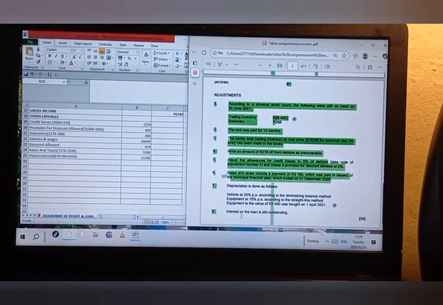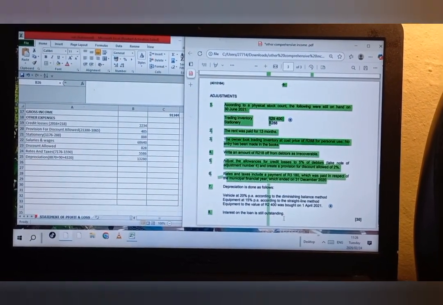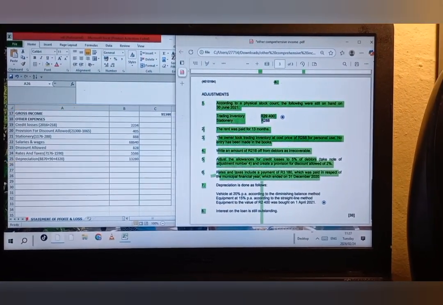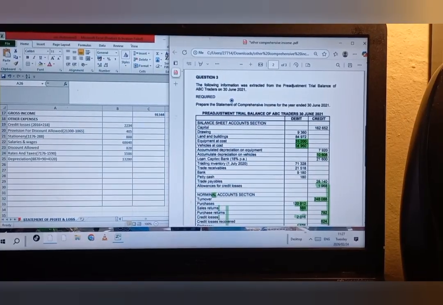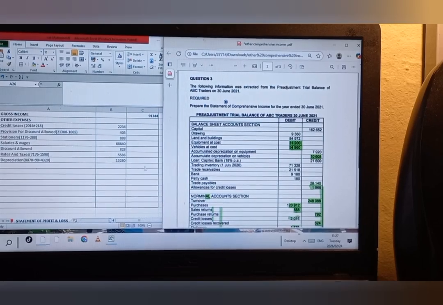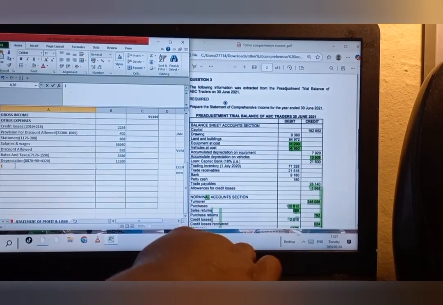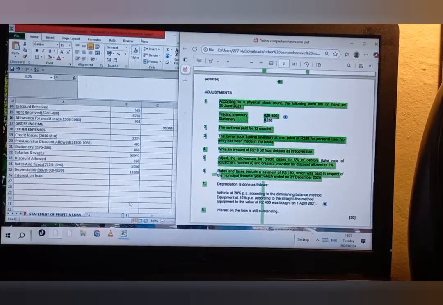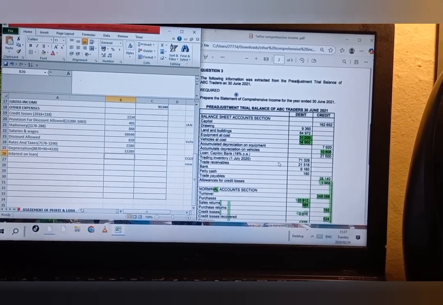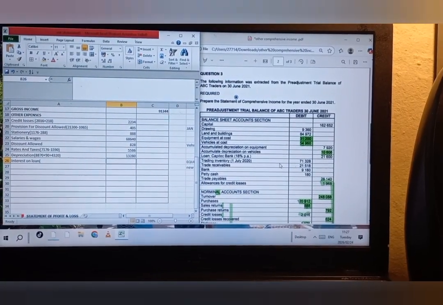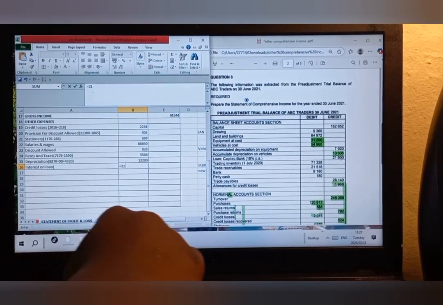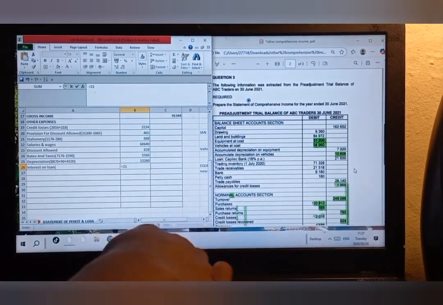Adjustment number 8 says interest on the loan, it's still outstanding. And then now we have our financial cost. If they ask it like this, it's very easy. Here's a loan, Capitec Bank, 18% per annum, 21,600. So you will say interest on loan, still outstanding. That means we still have some outstanding months that we haven't paid. So you can just say 21,600.